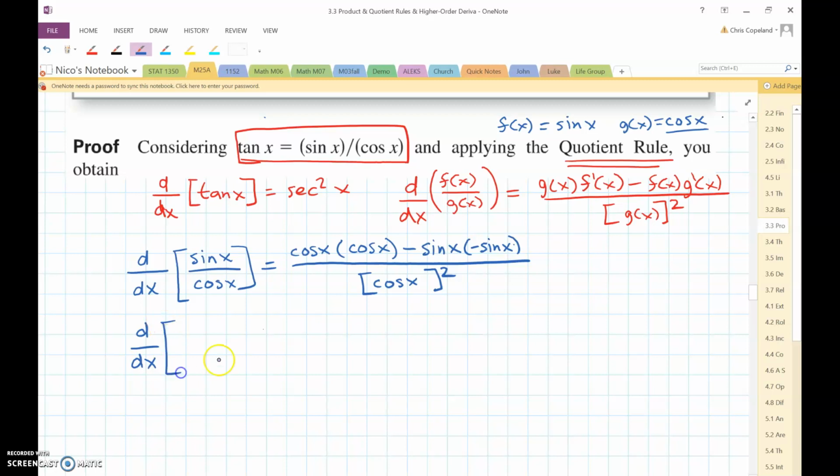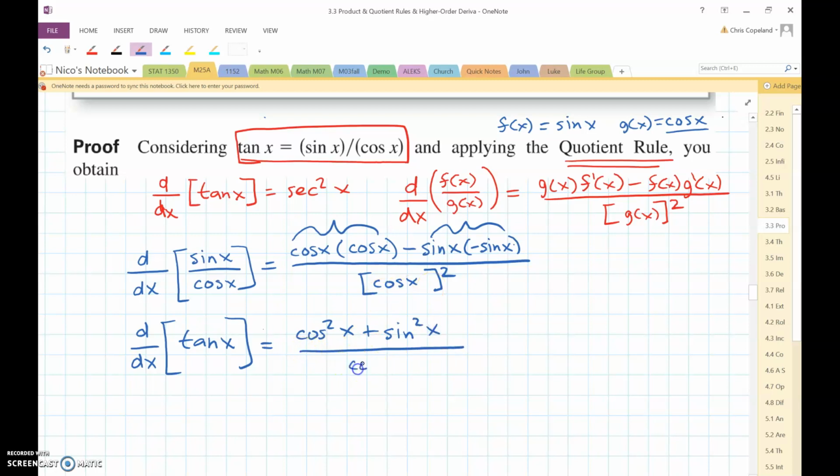The derivative with respect to x of, remember that this is just tangent of x. This would become cosine squared of x, and this would become positive sine squared of x, all over cosine squared x. And then through identities, we know that this is the Pythagorean identity, so this would be 1 over cosine squared of x, and 1 over cosine squared of x is secant squared of x, which completes our proof.